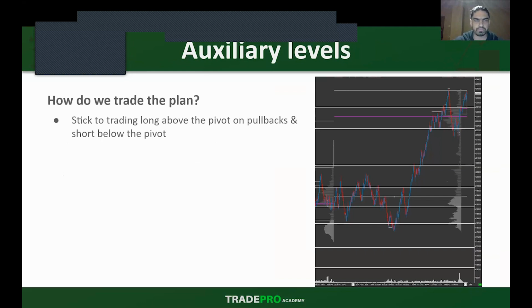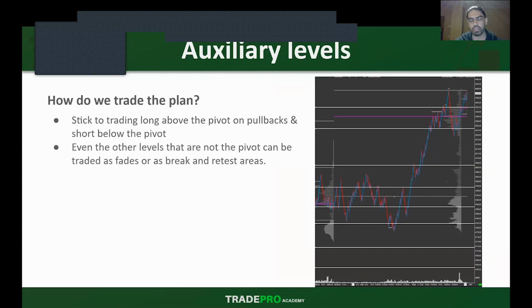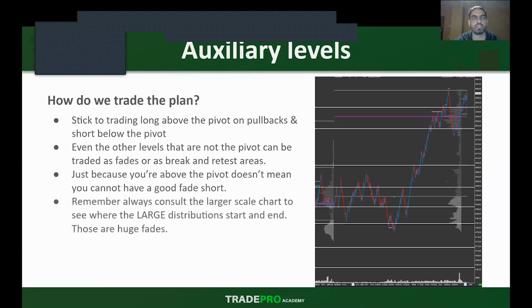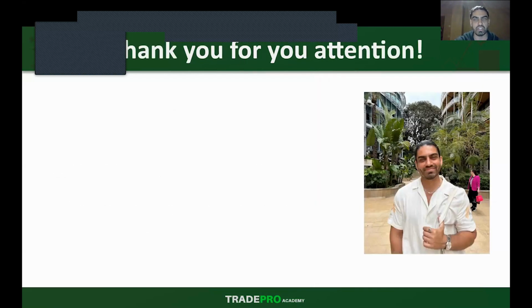So how do we trade the plan? Stick to the trading plan, meaning long above the pivot and on pullbacks and short below the pivot. I think this is a good starting point for a lot of new traders. There can be fades above the pivot and below the pivot, obviously, but only trade those at major key large distributions, right? When you hit that ledge of a very large distribution. Just because you're above the pivot doesn't mean you can't sell that 50, for example, or that 22 that's been plaguing that short for time. So large distributions, starts and ends are huge fade inflection points. And these are the areas where you can realistically see very large moves against them.